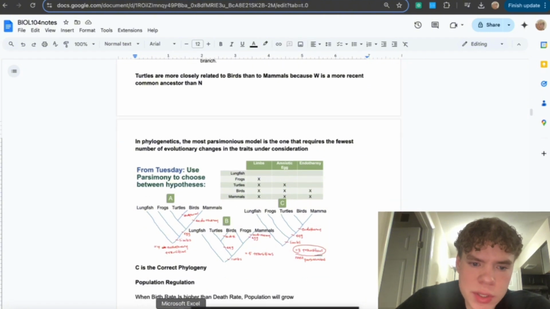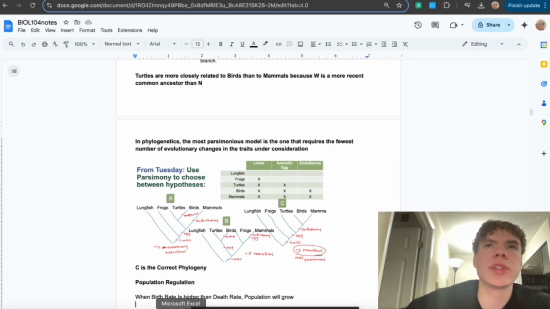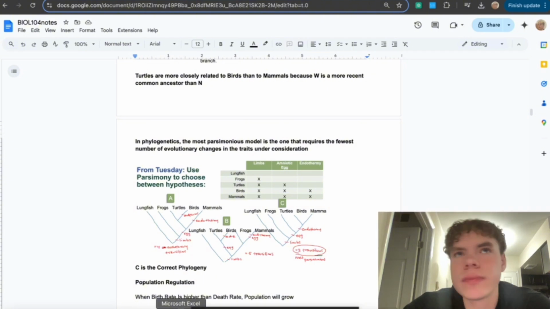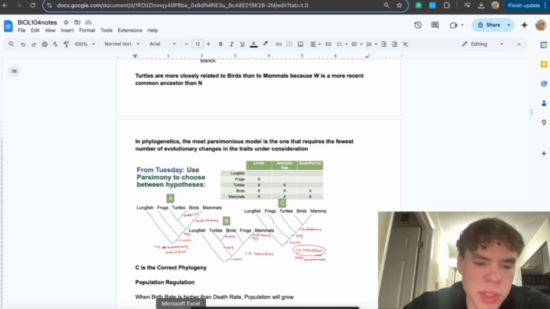In phylogenies, the most parsimonious model is the one that requires the fewest number of evolutionary changes. So if you get a question that asks, this map has this, which is the most likely, what trait did the common ancestor most likely have? It's usually the one that causes the least number of mutations or changes, right?